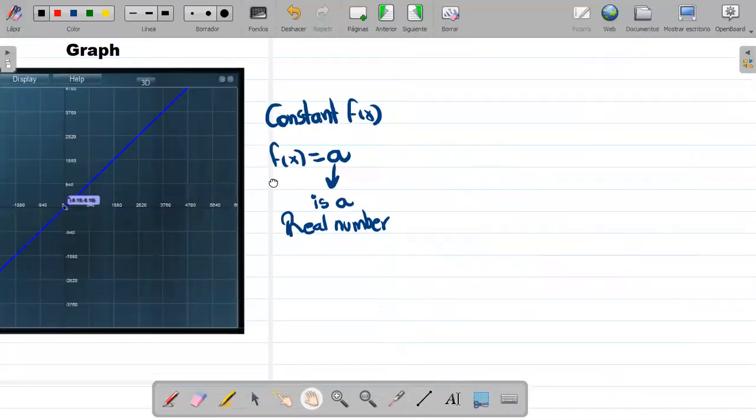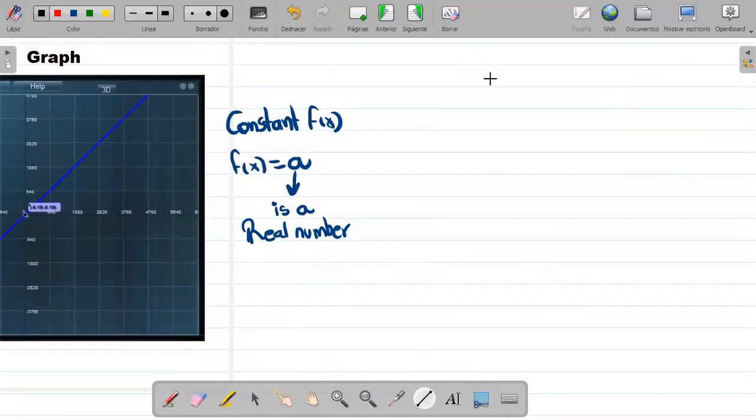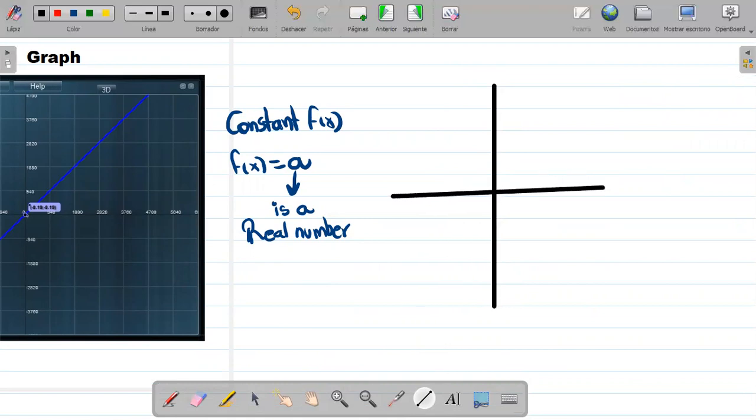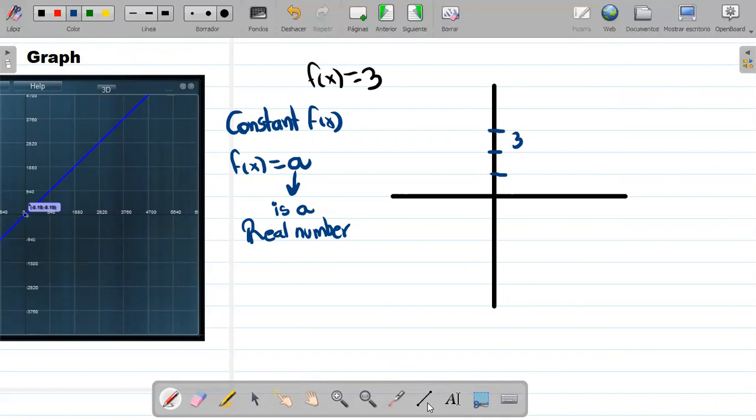A constant function is a type of linear function. It's just that the graph of this one is pretty easy. Normally, for example, I'm going to graph one basic one. What about the graph of f of x equals 3? F of x equals 3 will be a horizontal line that passes through 3. So it's a line. That's the point. That's why it's a linear function.